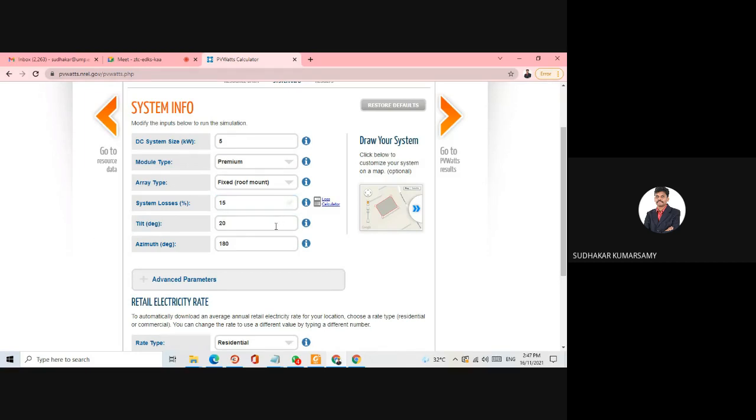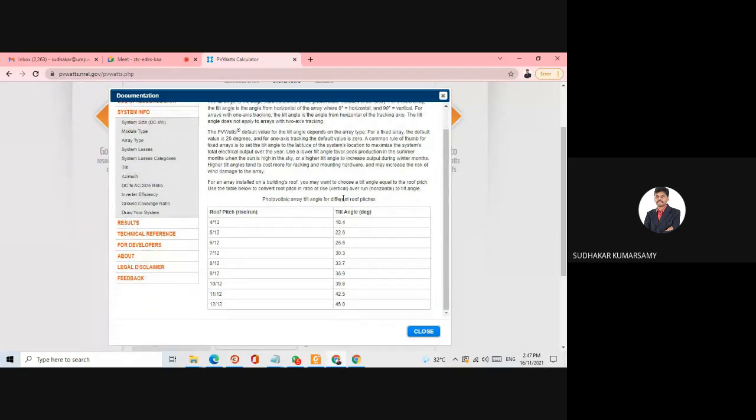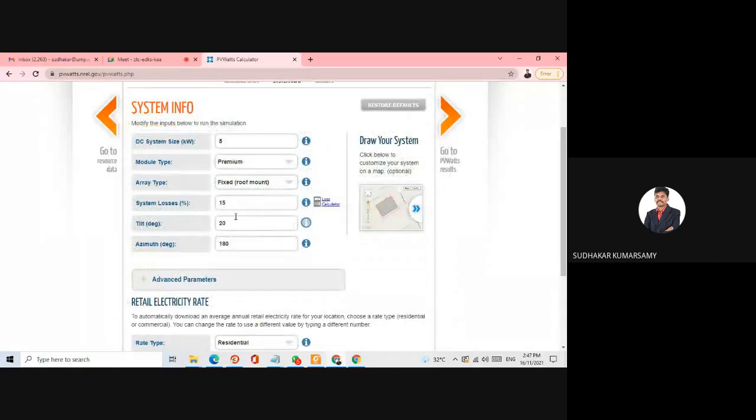Then the tilt angle, we need to fix it. This depends on the location again. We need to do the simulation and then only we know the tilt angle. So the tilt angle should be optimized according to the location. For the time being, let me take it as 10 degrees.